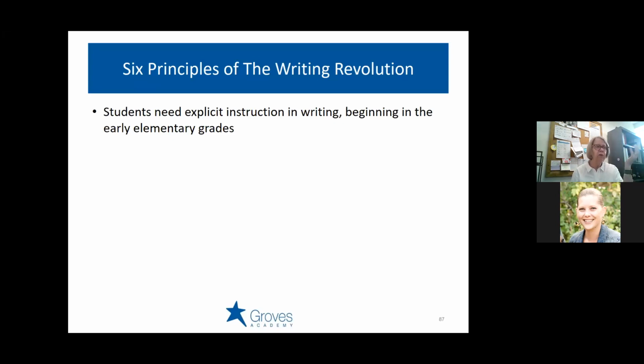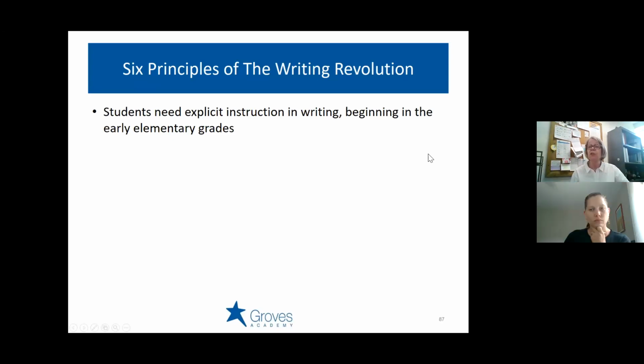So the Writing Revolution program is based on the fact that students need explicit instruction in writing, beginning in early elementary grades. I know that it's common practice to talk about the writing workshop and how it's important for students to make meaning out of their writing. It's a venue for that. Yes, it is. But if you don't know how to write, how are you going to be able to use writing as a way to make meaning if you have no idea how to construct it?